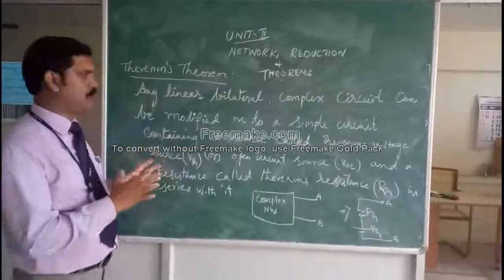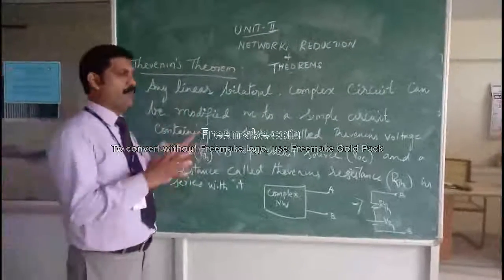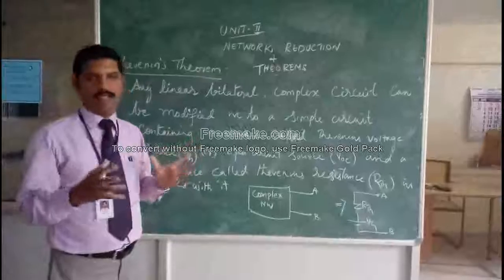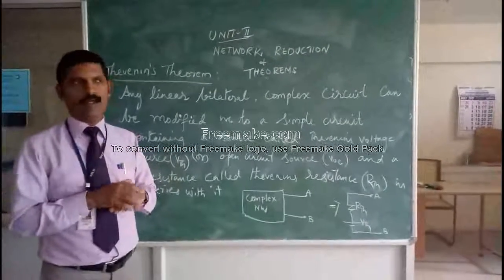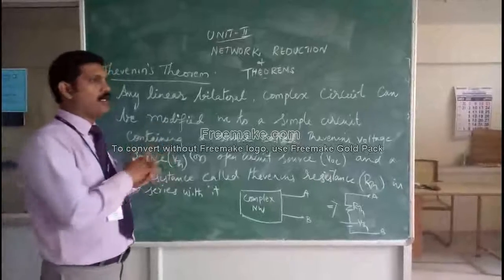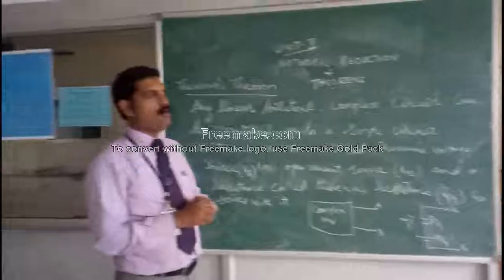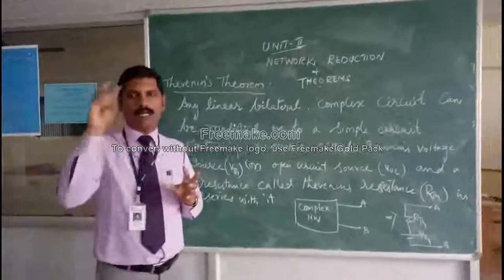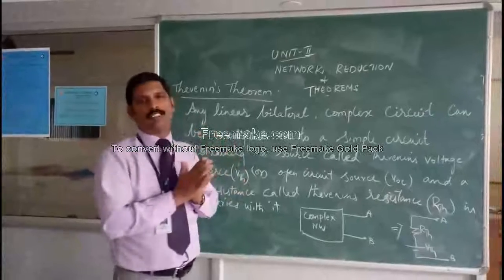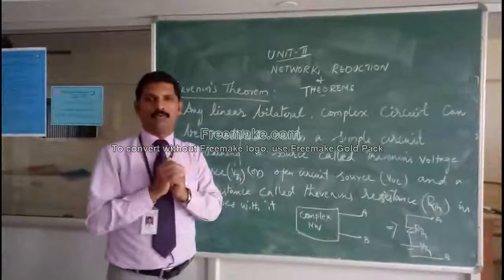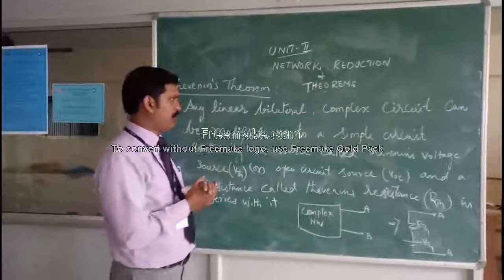So these theorems say that if you have a very complex circuit, a linear bilateral circuit, where you have a large number of branches, we can solve the circuit. Ultimately, we have to find the current flowing through a particular load. The ultimate aim of solving a circuit is to find the response, the current flowing through a particular branch. For finding that particular branch current, we can reduce the entire circuit into a simple circuit. All theorems mostly say this. We are going to see Thevenin's theorem now.